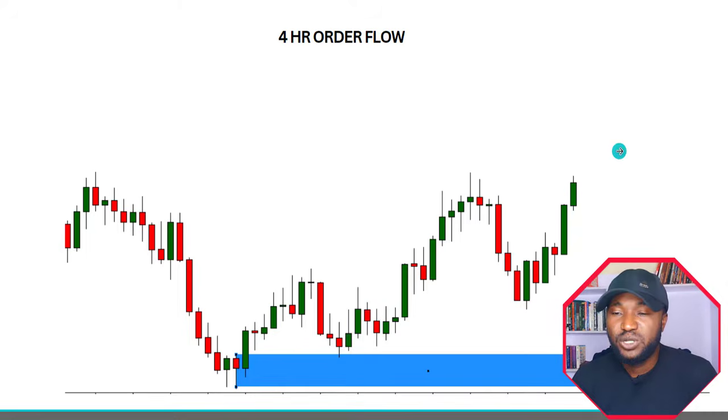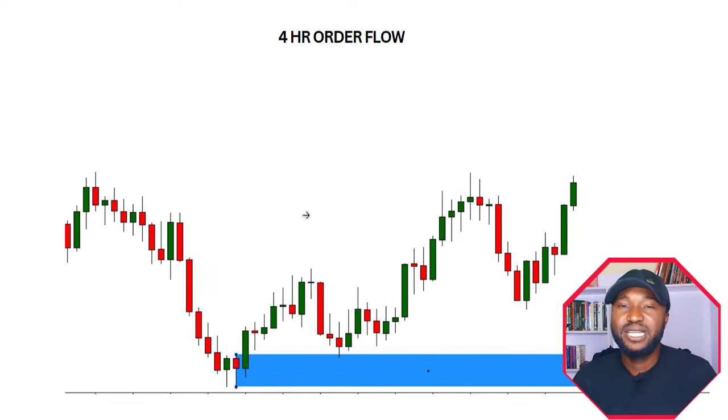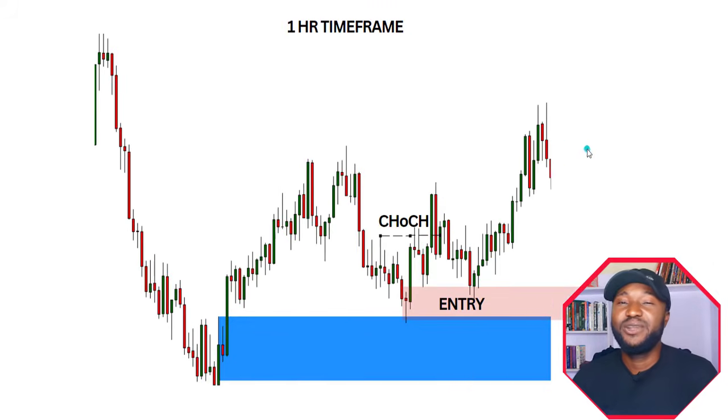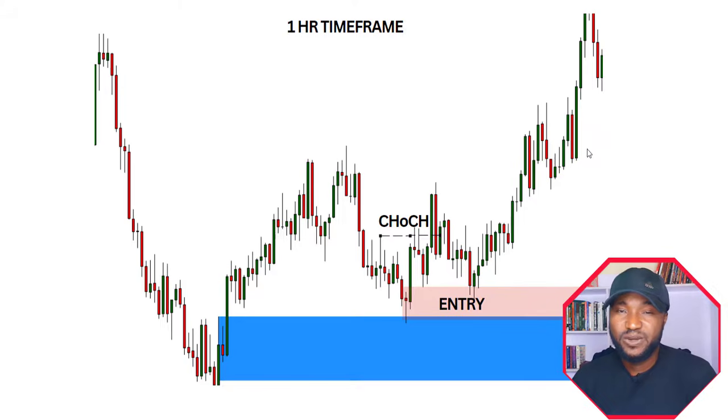We now jump to the lower time frame. This is a 4-hour order flow. Don't forget, it is our time frame of analysis. Then we jump to a lower time frame, that is our 1 hour. That is our time frame of entry. Look at it. The retracement we saw, a lower low, lower high, lower low, lower high, and then we could not make any lower low. But instead, we had a change of character.